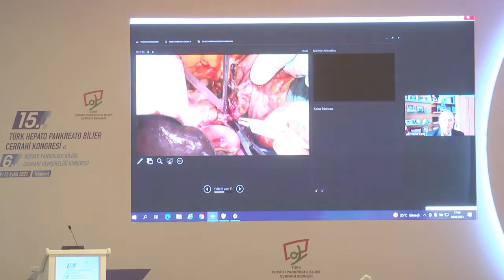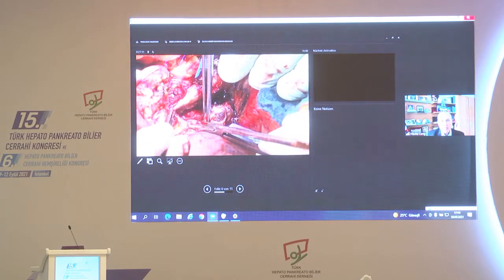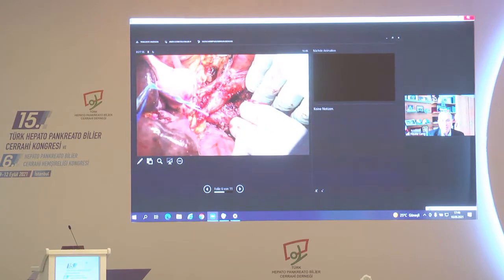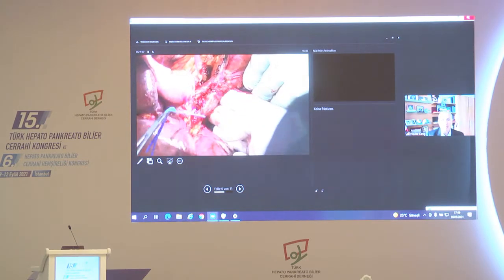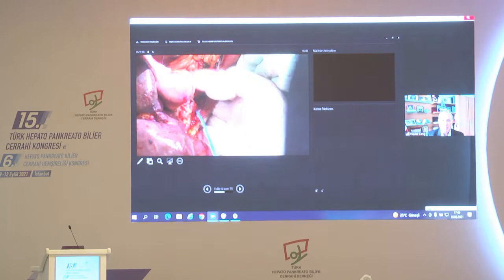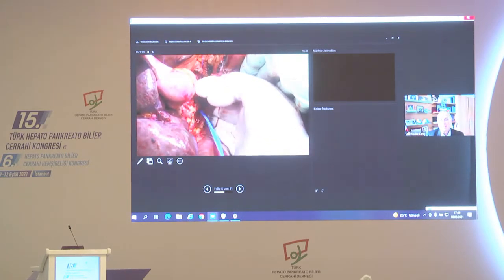We took down the bile duct. This is the package of lymph nodes. It was lymph node negative. We didn't expect it, but it was negative finally. This is the common hepatic artery.